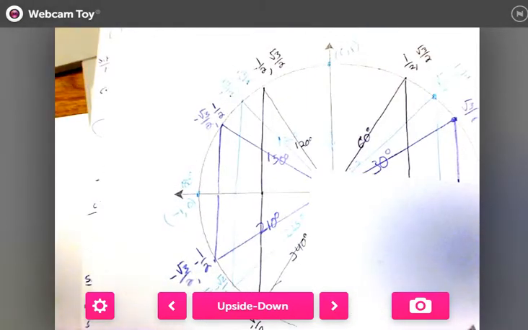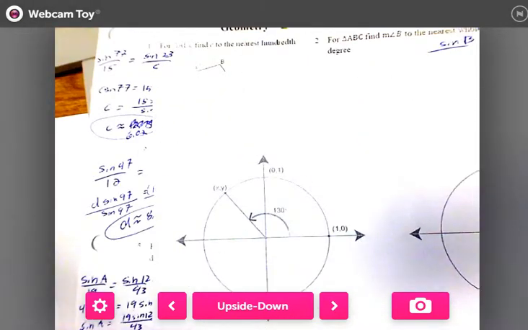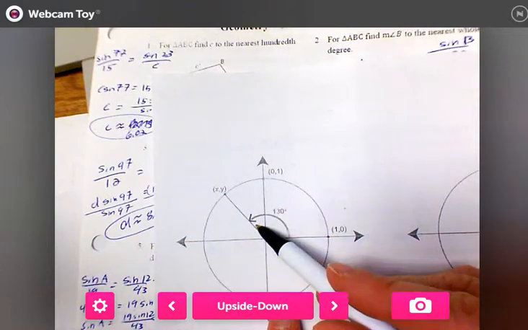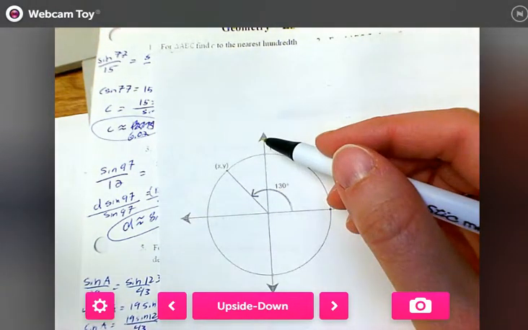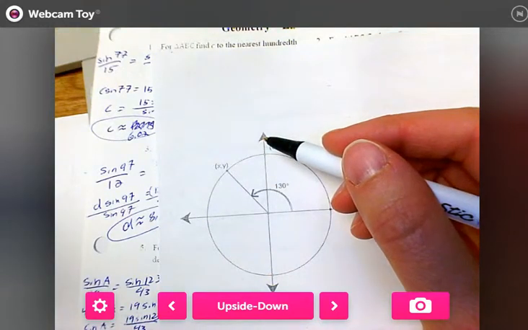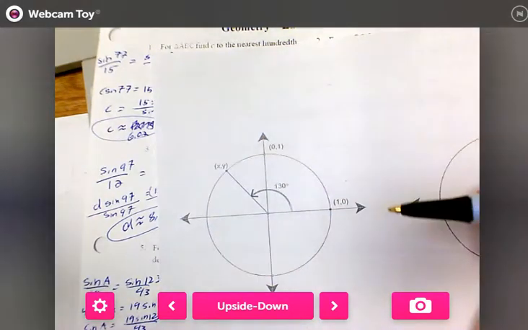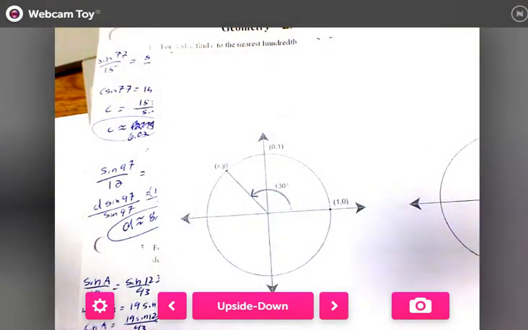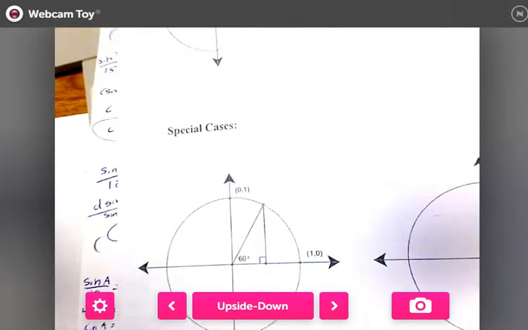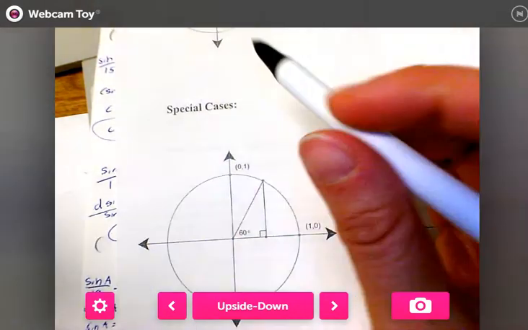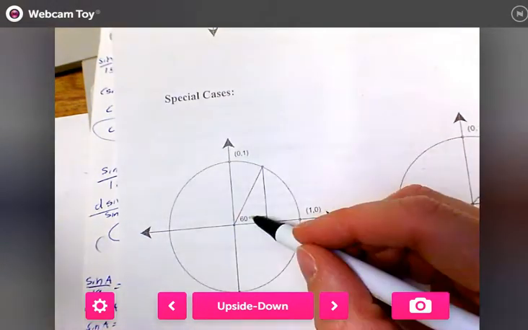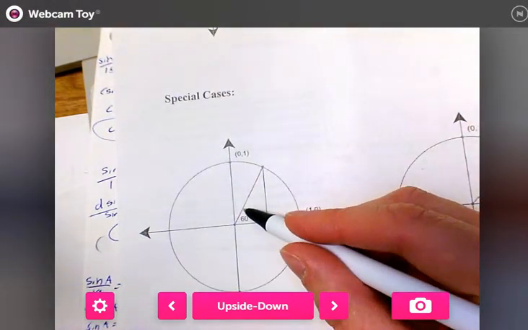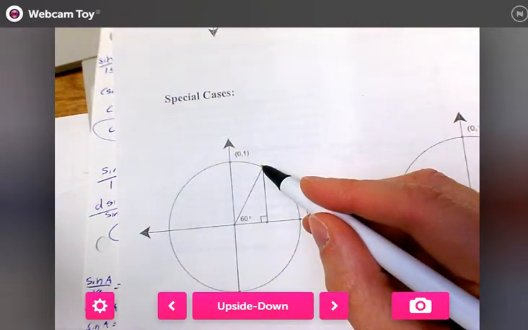again, you need that unit circle in front of you. We're going to look at 130 degrees. So we're going to go to our unit circle, and you guys can see that 130 degrees is not on there. Neither is negative 75. So we're going to move to the special cases first, and then we'll go back and talk about 130 and negative 75.